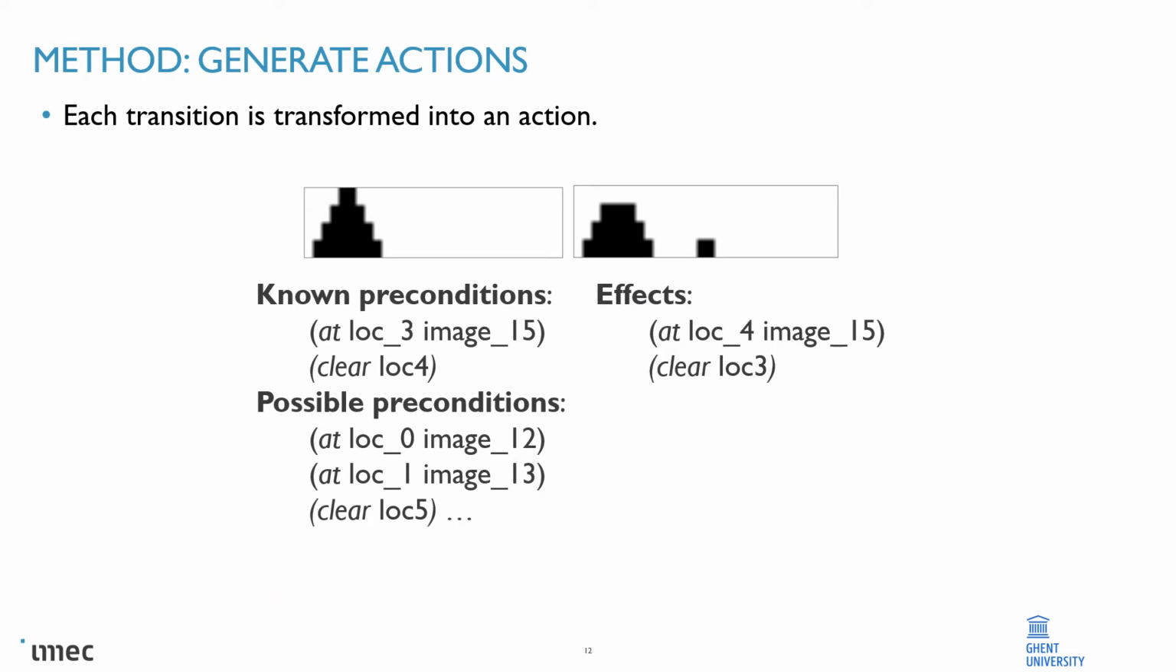These states are used to turn each of the transitions into an action. Known preconditions are the objects that change value and the effects of their resulting value. Possible preconditions are all the remaining atoms shared by the two states.